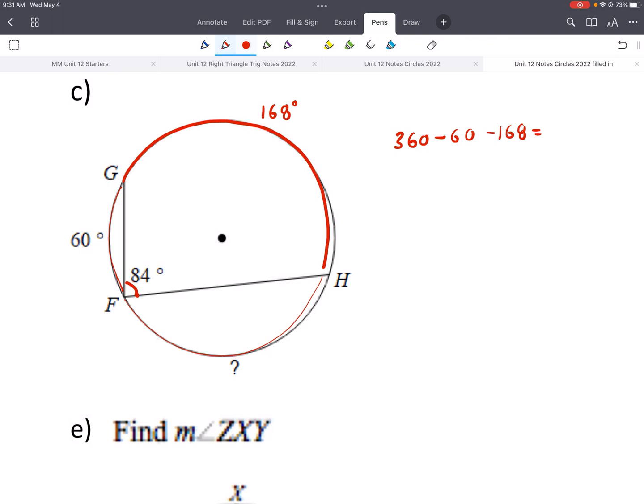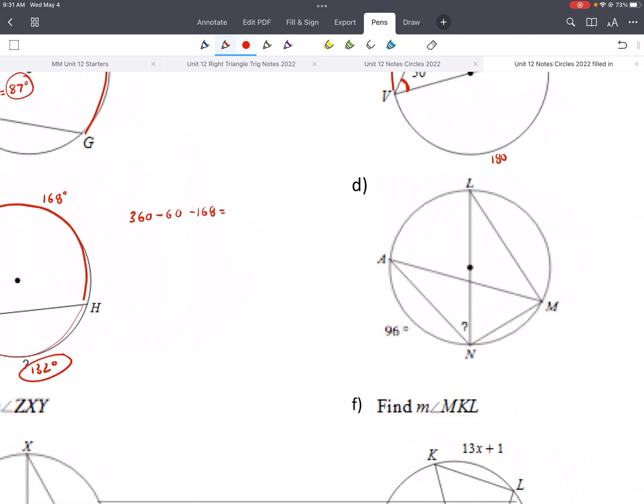So 360 minus 60 minus 168, and I got 132. Let me double check. Okay, yeah, 132 degrees.